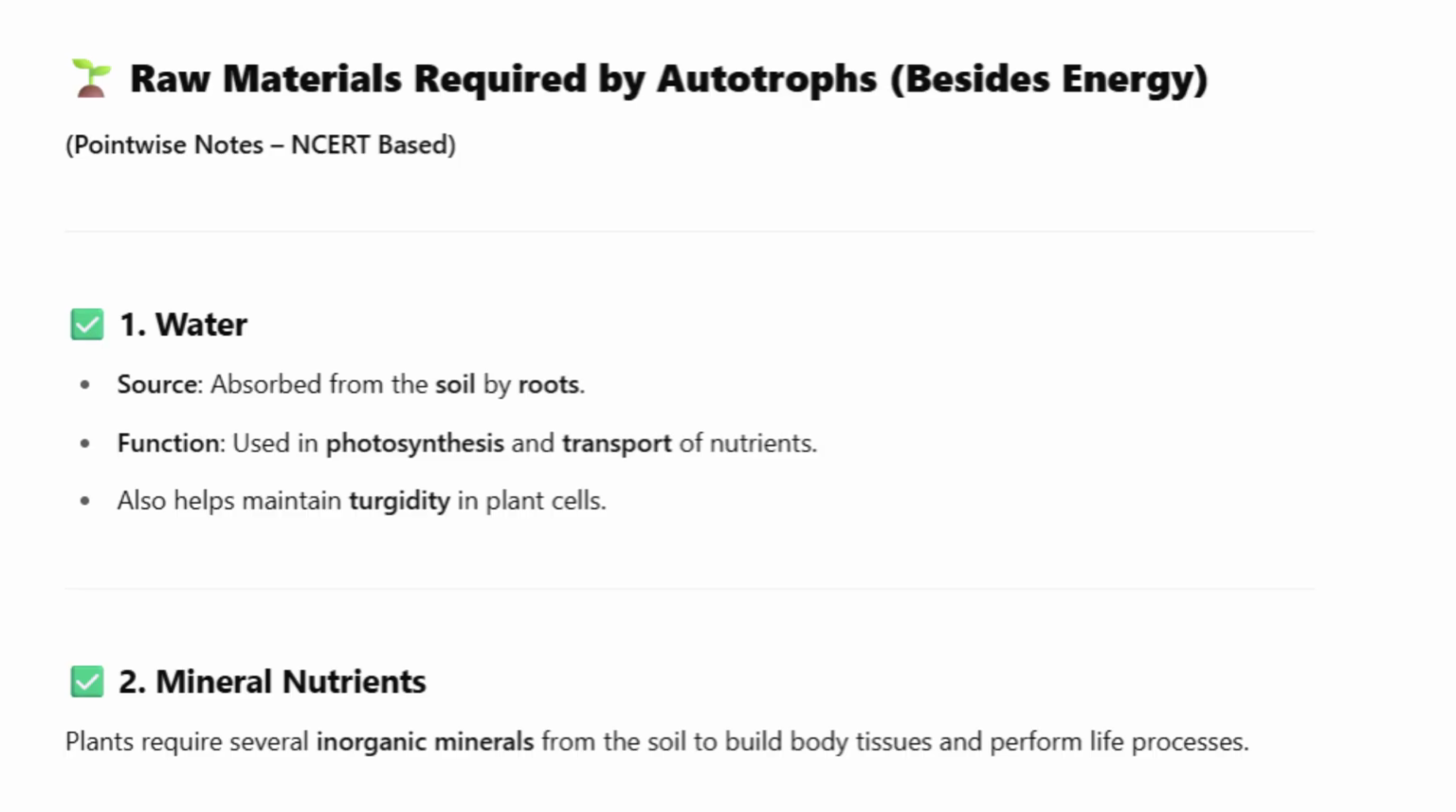Function: used in photosynthesis and transport of nutrients. Also helps maintain turgidity in plant cells. 2. Mineral nutrients. Plants require several inorganic minerals from the soil to build body tissues and perform life processes.